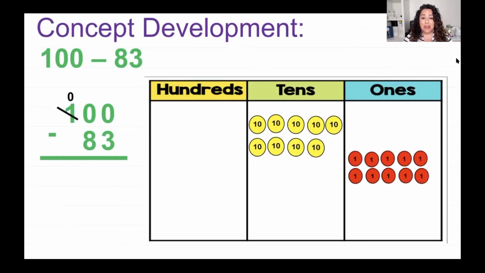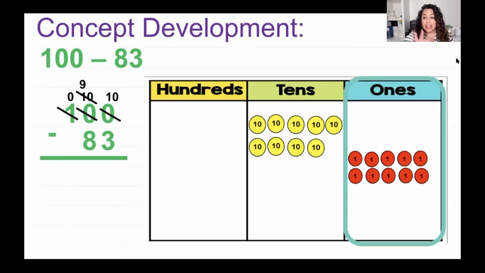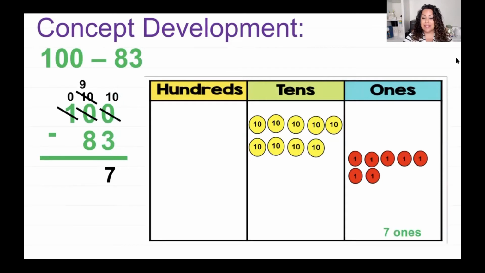So now I no longer have 100. I had 10 tens, but then I needed some ones. So I no longer have 10 tens, I have 9. I traded my 10 for 10 ones. And now that I have my 10 ones, I am ready to subtract. So what is 10 take away 3? That equals 7 ones. And there are my 7 ones that are left.